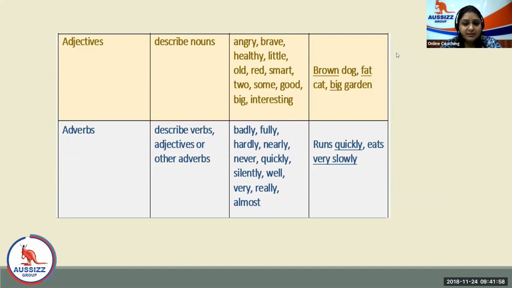Like, run. She runs quickly. I cannot say she runs quick. She runs. Runs is basically a verb. Here, quickly is not defining she. It is defining how she runs. If I'm saying she is quick, here I am describing the person's status, how she is. But here, she runs quickly, I am defining the type of action, how she is doing it. So she runs quickly. She eats very slowly. So this is how we can define adverb.